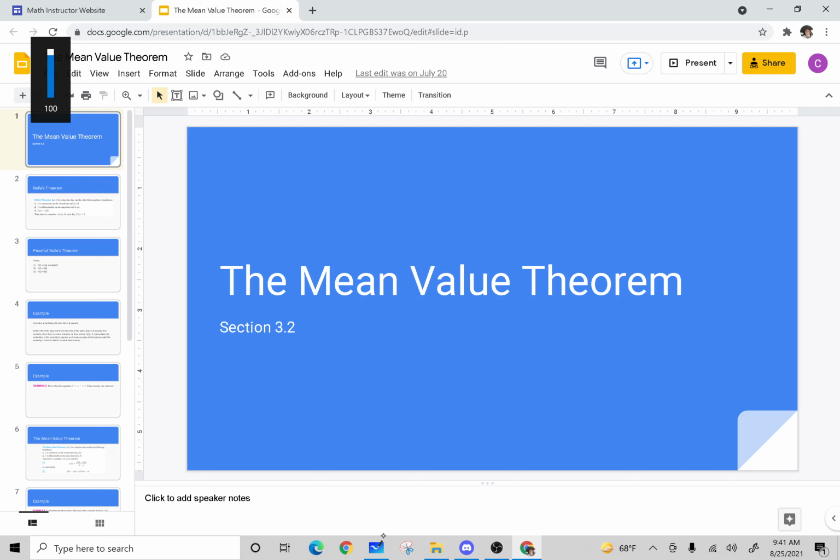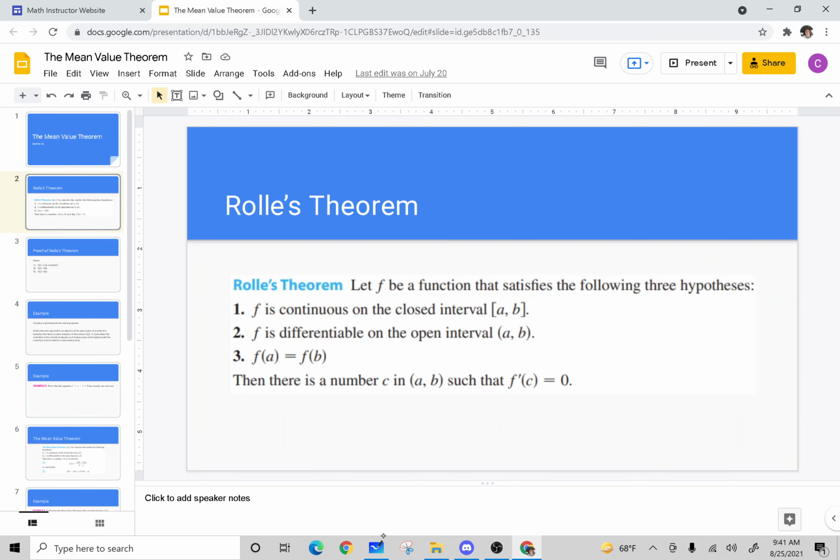Okay, so moving on, we're going to discuss the mean value theorem. This is section 3.2 in our book. And first we have Rolle's theorem. Let f be a function that satisfies the following three hypotheses.